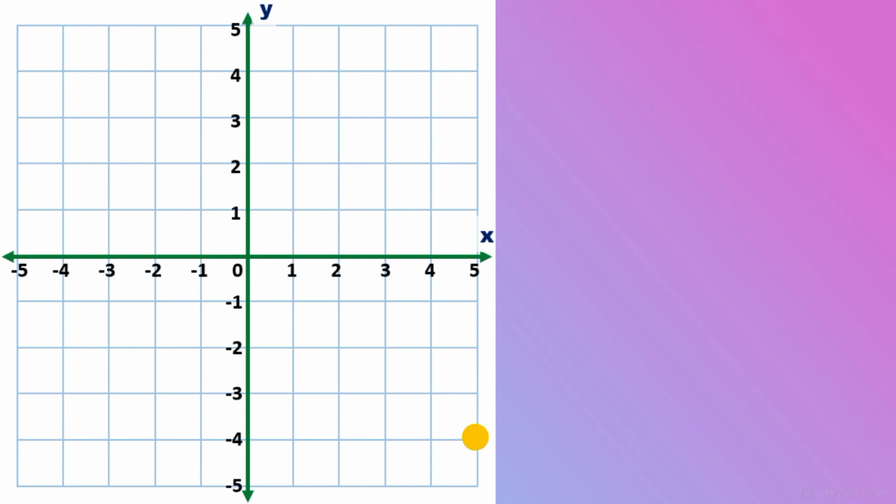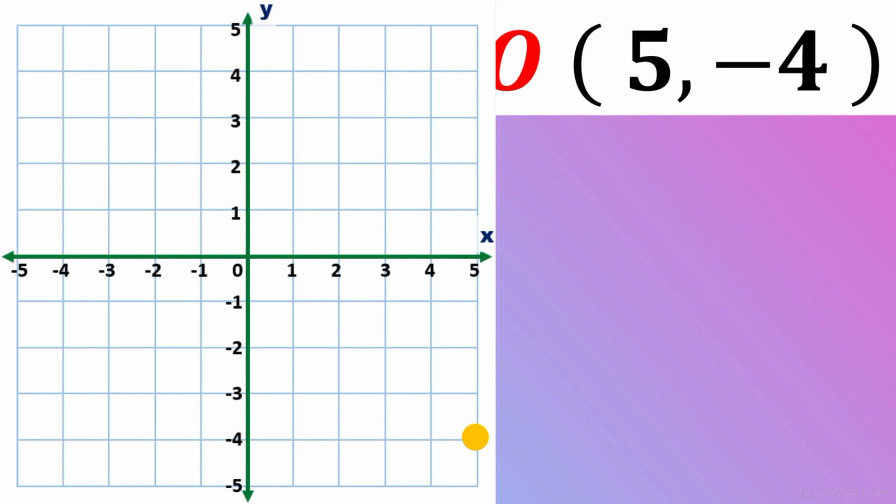How about this point? Since this point falls at +5 on the x-axis and -4 on the y-axis, we can write it as 5, -4, or we can name it as point O. We can use any letters of the English alphabet, but make sure that you use capital letters to name a point.